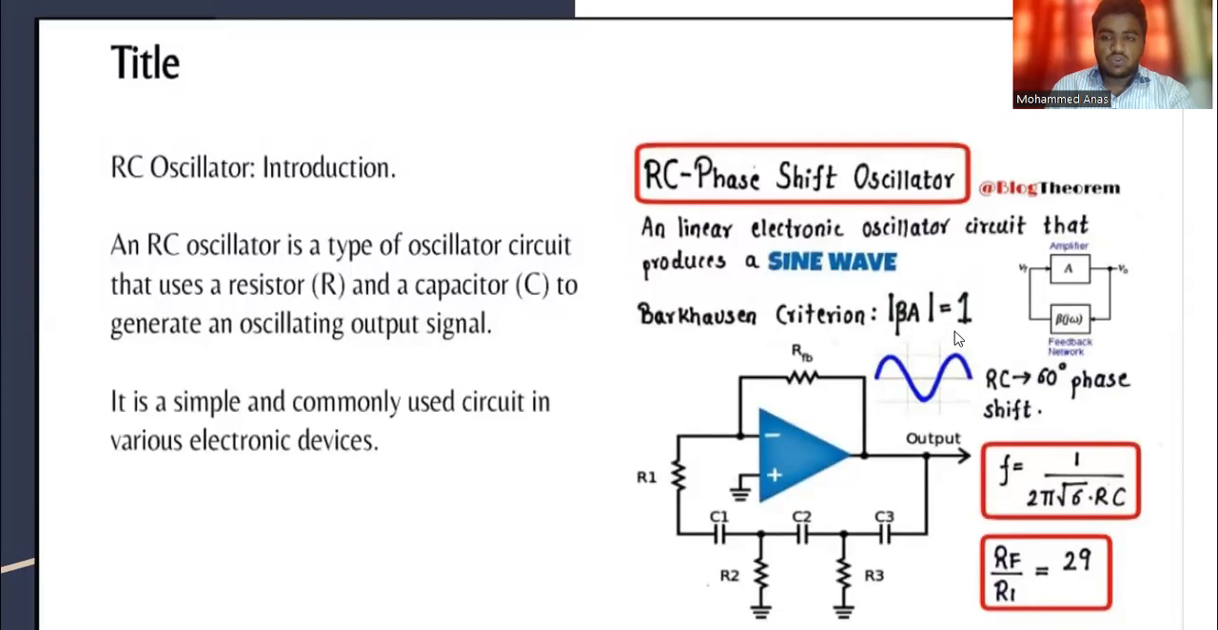Beta A equals 1. This is the RC oscillator circuit diagram where the output gives you oscillation. The RC network gives a 60-degree phase shift. F is equal to 1 divided by 2 pi root 6 RC.